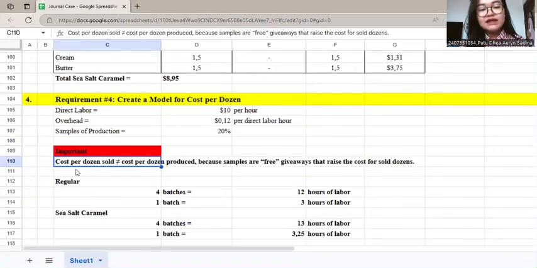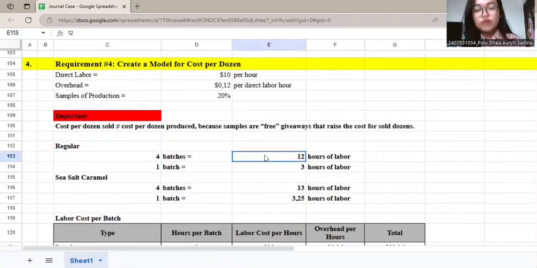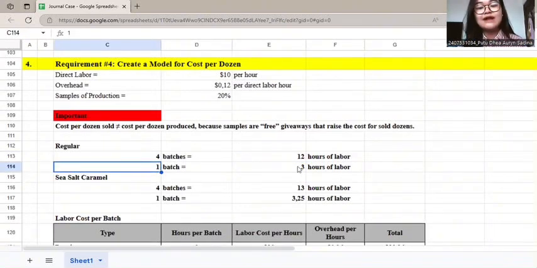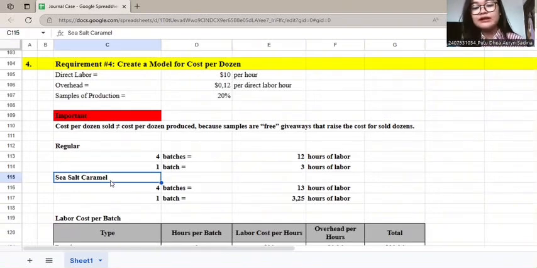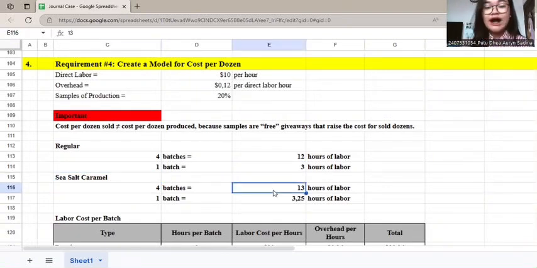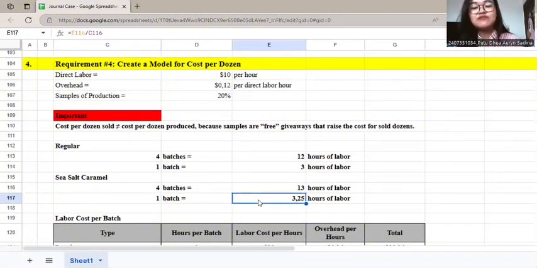Cost per dozen sold is not equal to cost per dozen produced, because samples are free giveaways that raise the cost for the sold dozen. We already know that for the regular, 4 batches equal 12 hours of labor, so 1 batch is 3 hours of labor. For the sea salt caramel, 4 batches equal 13 hours of labor, so 1 batch is 3.25 hours of labor.